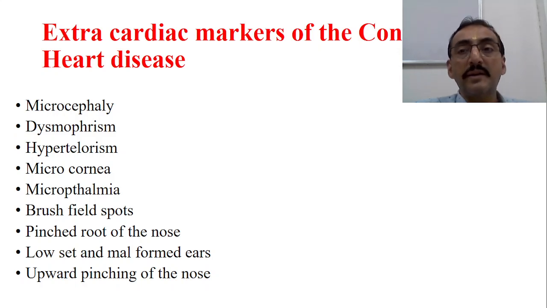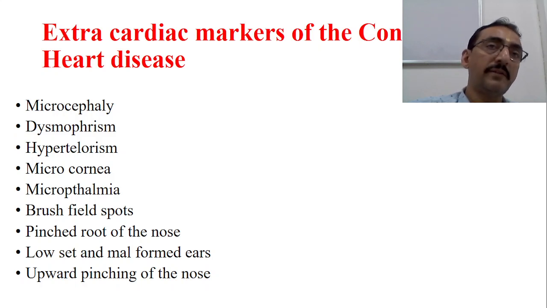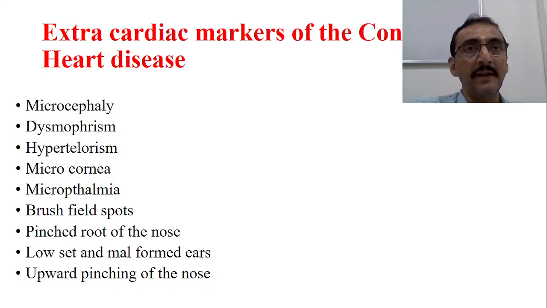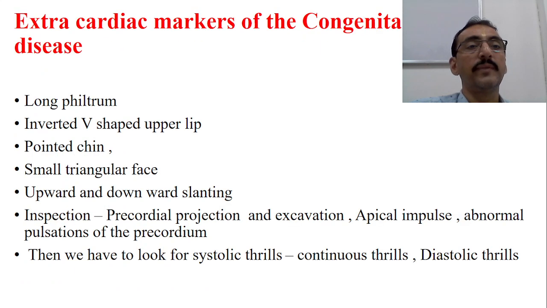The extra cardiac markers of congenital heart disease include microcephaly, dysmorphism, hypertension, microcornea, microphthalmia, then Brushfield spots, pinched root of the nose, low set and malformed ears, and upward pinching of the nose. So these are some of the extra cardiac markers of heart disease. Why? Because there are so many syndromic presentations. Whenever we talk about a syndrome, there will be multiple symptoms, so along with the cardiac problems there may also be symptoms of other systems.